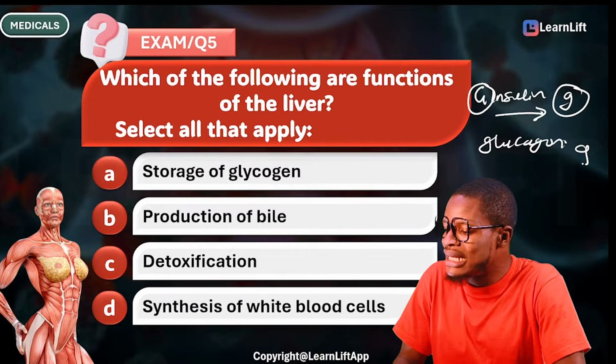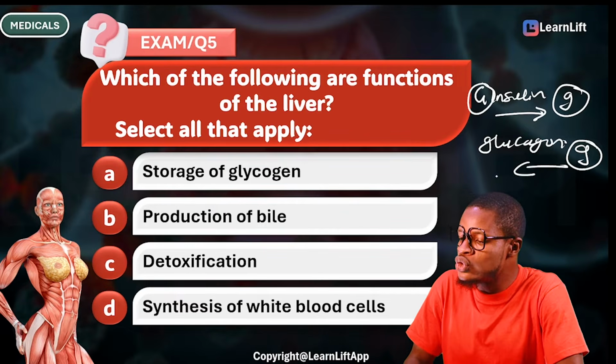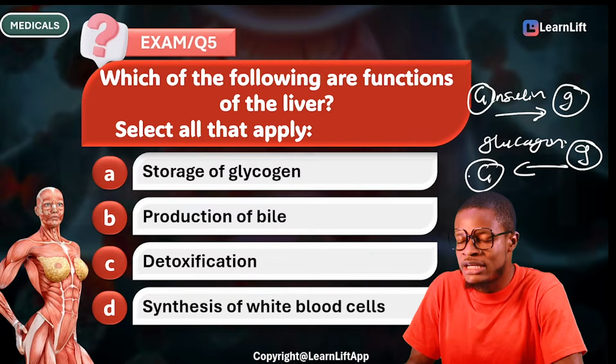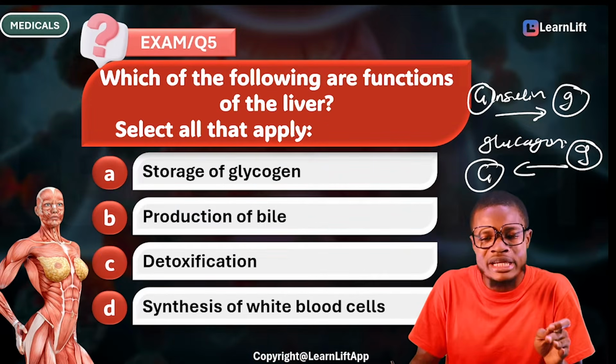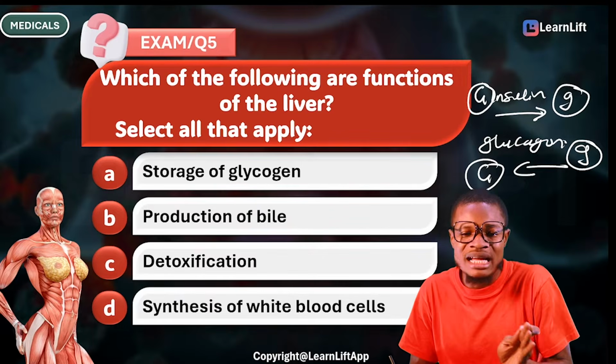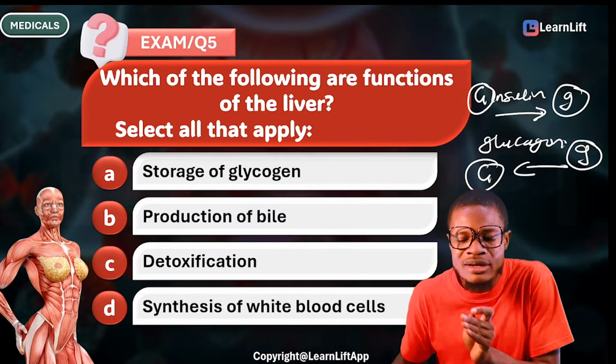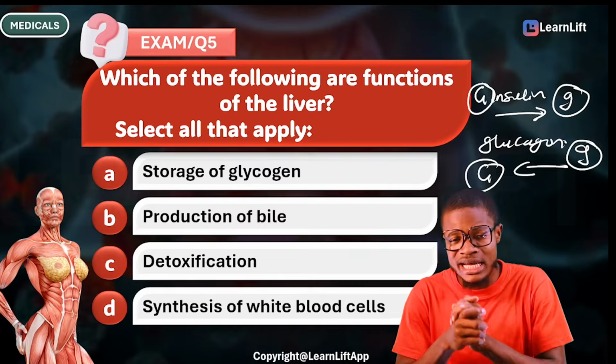So what now converts glycogen back to glucose when the body needs it? It is converted by the aid of the liver. Now, within the liver, there is a special group of cells called the islets of what? Langerhans. These are the ones that carry out the function. So storage of glycogen is a very correct answer. That's number one. That's correct.